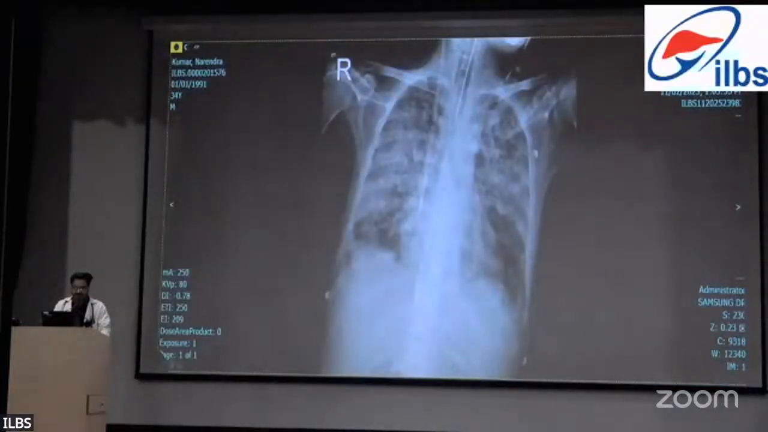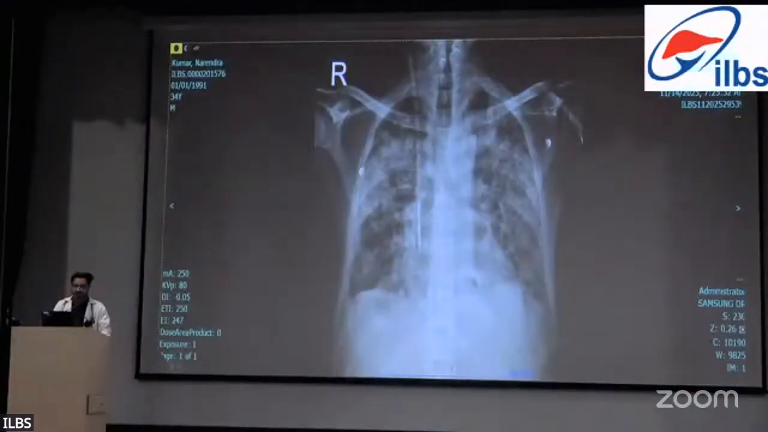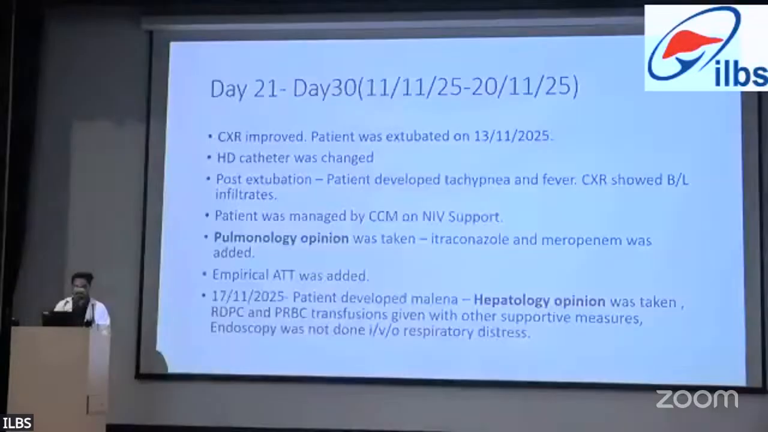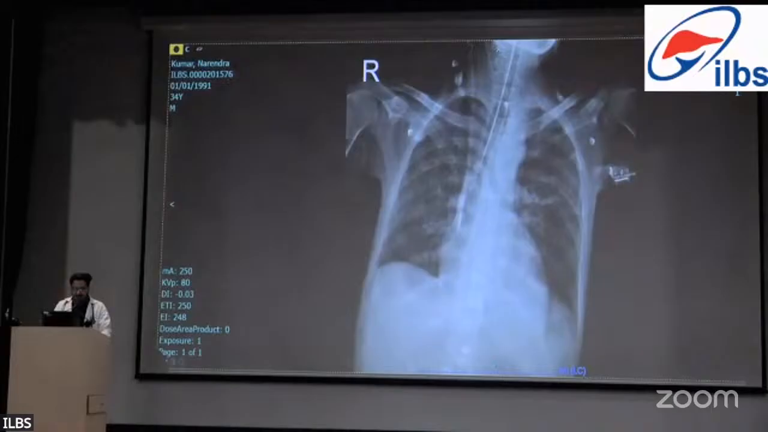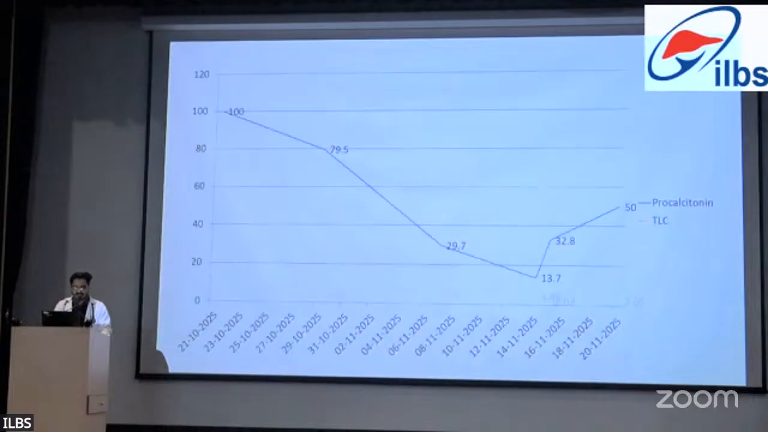Yes, sir. So he has infections, which are not responding. Sir, infections were there. It responded after he was intubated, and chest X-ray improved. Post extubation, the patient again had fever with tachypnea, and the chest X-ray showed again the presence of bilateral infiltrates. And again, the culture showed Elizabethkingia meningoseptica, which is most likely a hospital-acquired infection. This was a procalcitonin trend, which reduced to 13, and then it came up to 50.